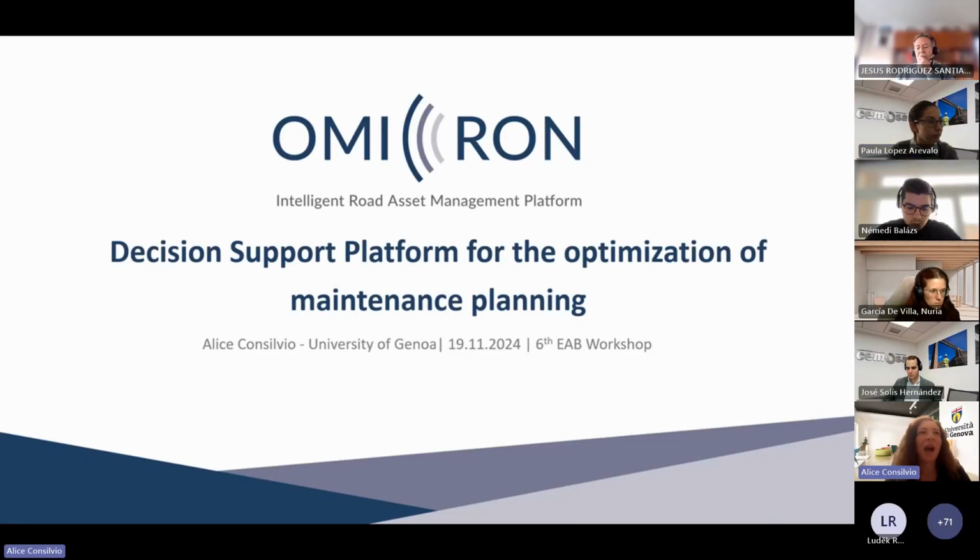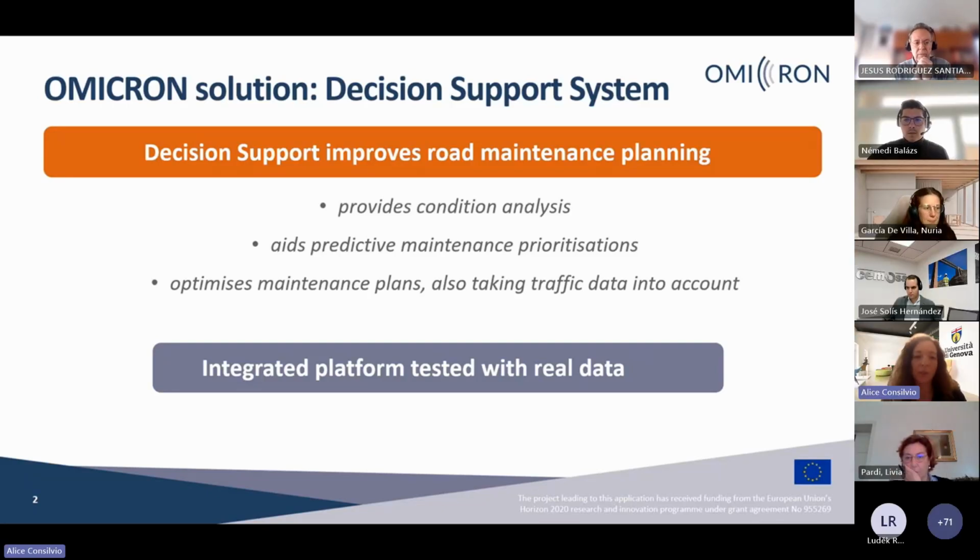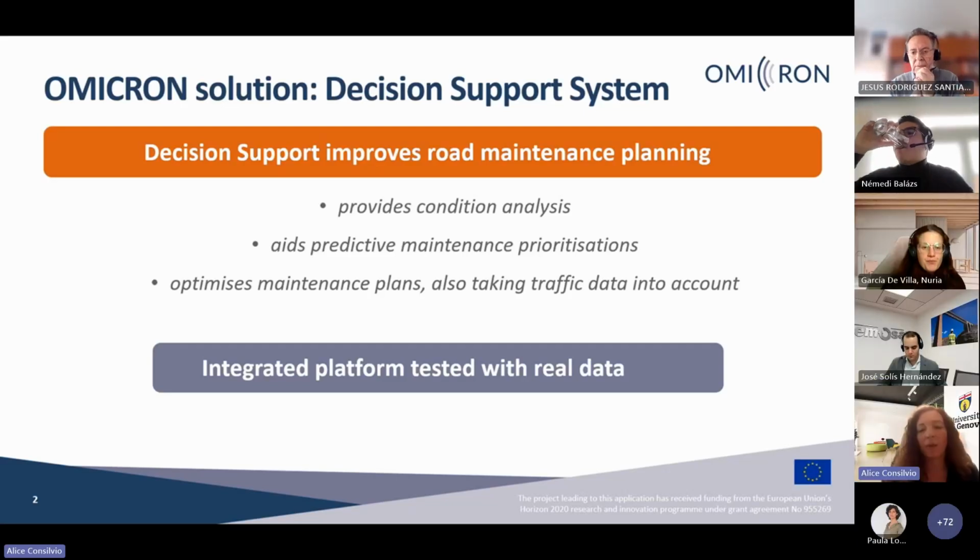In this presentation, I will provide some detail about the decision support platform for the optimization of maintenance planning that we developed in the OMICRON project. So the decision support system is specific for road maintenance planning and is able to provide condition analysis and predictive maintenance prioritization, optimize the maintenance plan, also taking into account the traffic data and the traffic condition in the network. The system was integrated in the OMICRON platform and tested with real data.